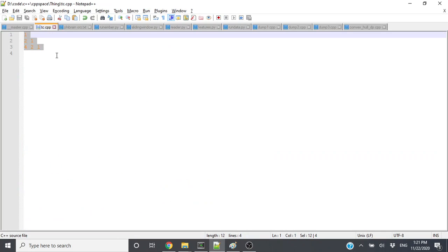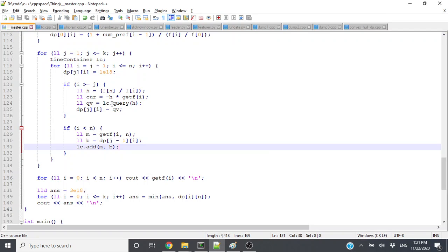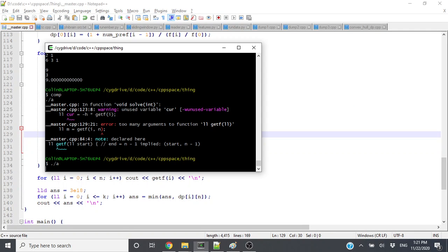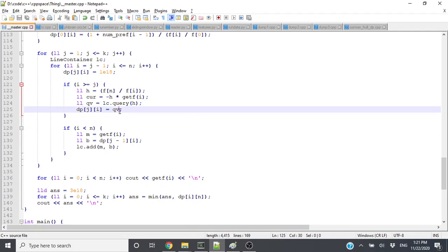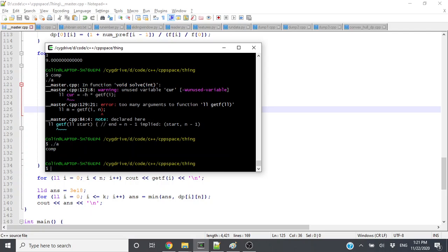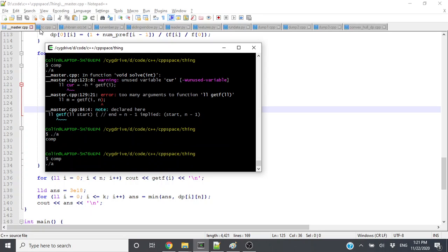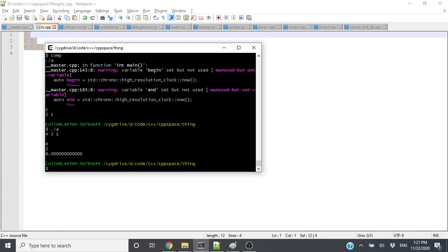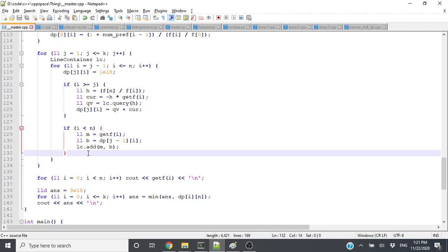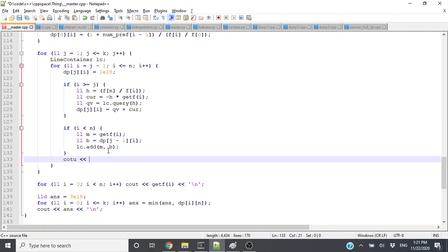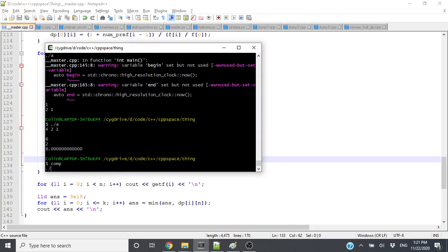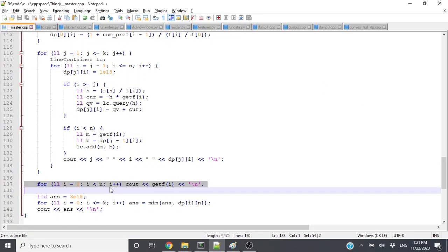Supposedly this works. But it doesn't. No, because I don't even need this. What else? Get F QB plus cur. Supposedly it should be 4. It's not. Cout J. Supposedly this is right.